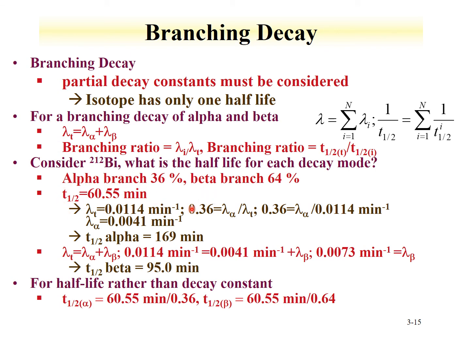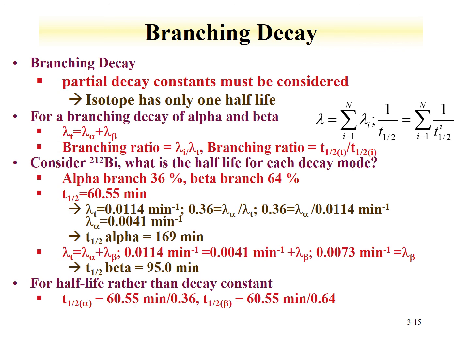We see that the branching ratio for the alpha, 0.36, is equal to the alpha decay constant divided by the total decay constant. Let's solve for the alpha decay constant as shown here. We get a decay constant of 0.0041 inverse minutes. Log 2 divided by the half-life is equal to the decay constant. We use that to calculate the alpha decay half-life, which is about 170 minutes. We do the same thing for the beta decay, and we see that its value is about 95 minutes.